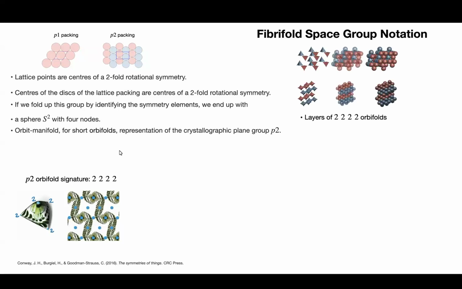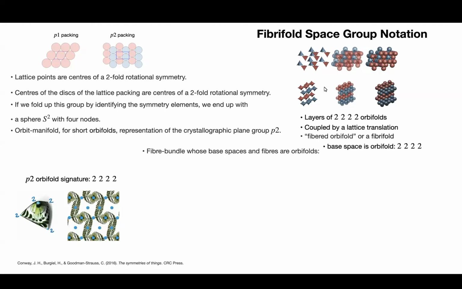So if you notice, you have these layers of P2 orbifolds in these configurations, which are then coupled in another direction. So this creates another structure. It's basically a fibered bundle, where the base space is an orbifold. In our case, in P bar 1, it's P2, the signature is 222, and the fiber is a circle.